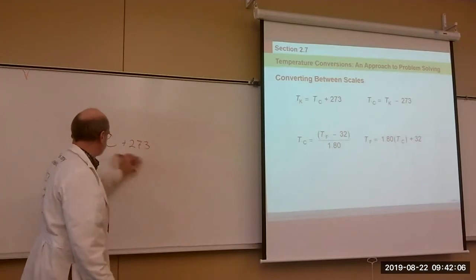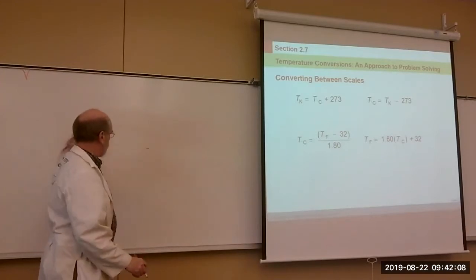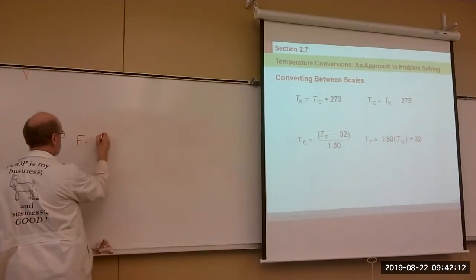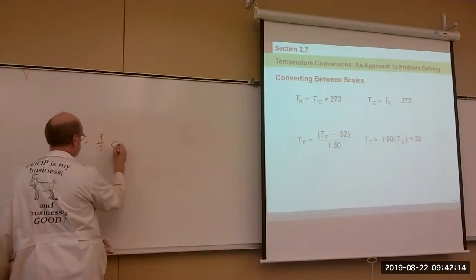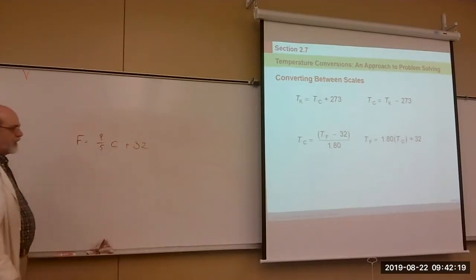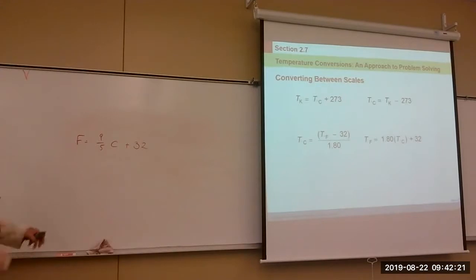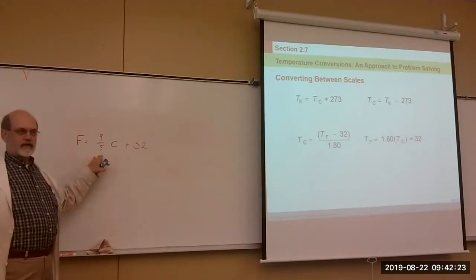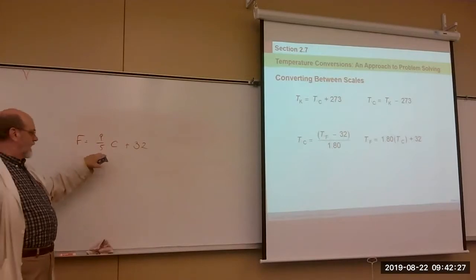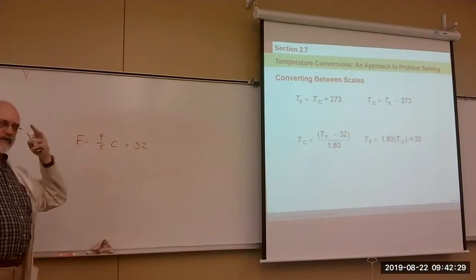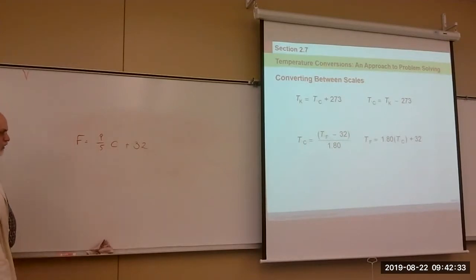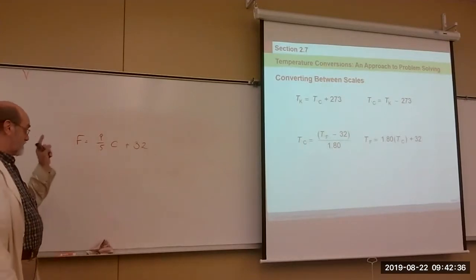For converting from centigrade to Fahrenheit, the one I remember is Fahrenheit equals 9/5 centigrade plus 32. Now, up there, they convert 9/5 to a decimal fraction. This is equal to 1.8. I like 9/5 better because it allows me to estimate. 1.8 doesn't mean anything. 9/5, yeah.